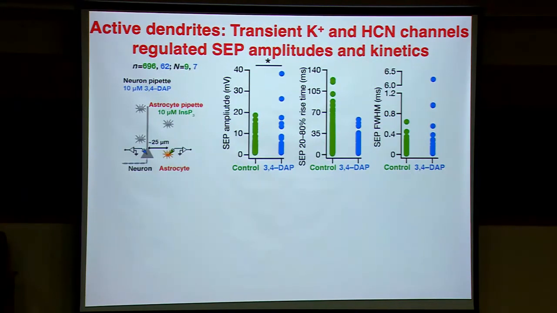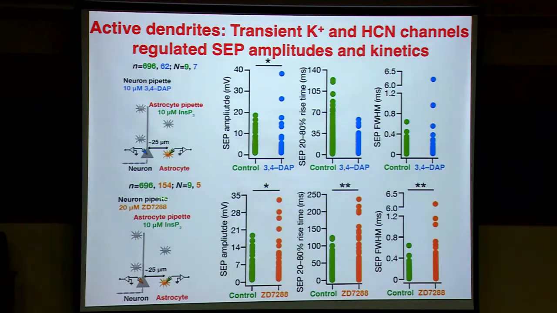He also asked whether the kind of channels that are present in the dendrites have any effect on the amplitude and the kinetics associated with that. He looked at two different channels. One is the pacemaker channel that I have been talking about, another is a transient potassium channel, which I did not talk about, but they are also present in the dendrites. And he showed that both these ion channels, which are present on the dendrites, had a significant effect on either the amplitude or the kinetics or both of them when you had the blocker for that particular channel over here.